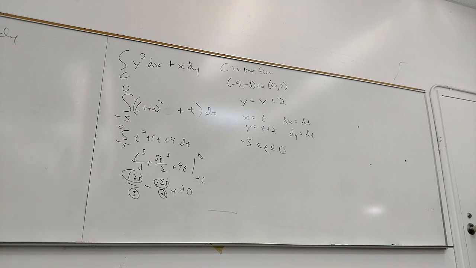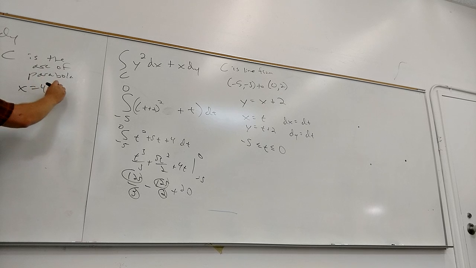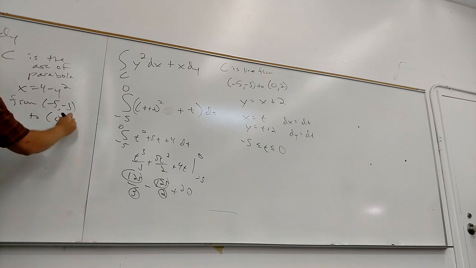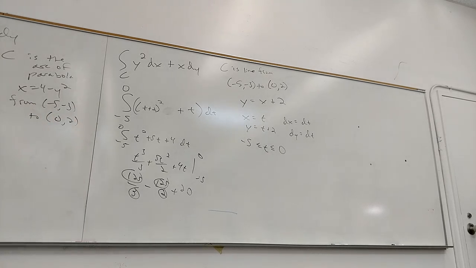But now I want it done. C is the arc of the parabola, x equals 4 minus y squared. I think it's the same points, right? Yeah.